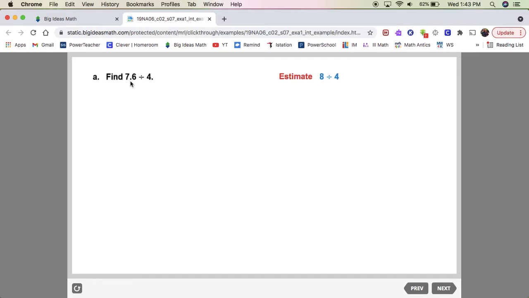7.6 is close to 8. So 8 divided by 4 would be 2. That's an estimate of your answer. Notice this is the dividend, it goes here. This is the divisor, it goes here.